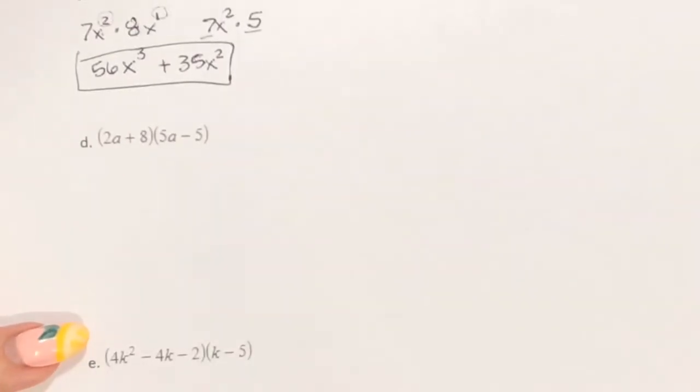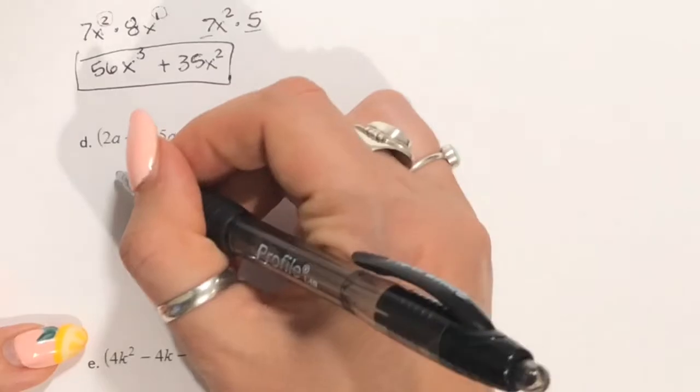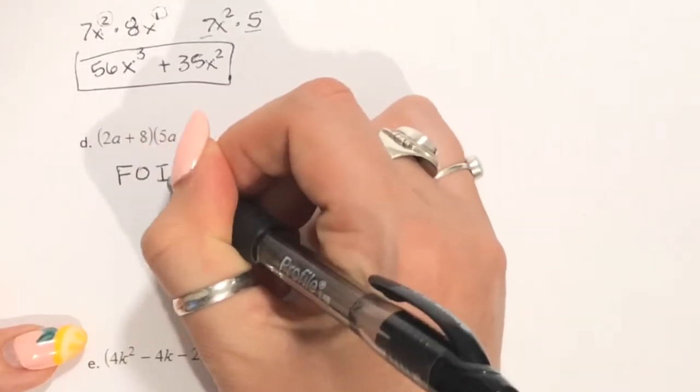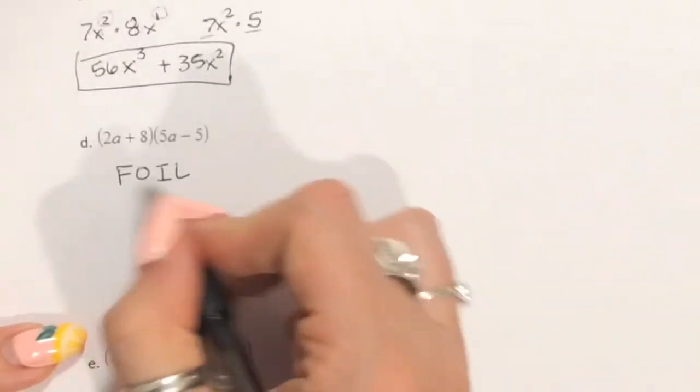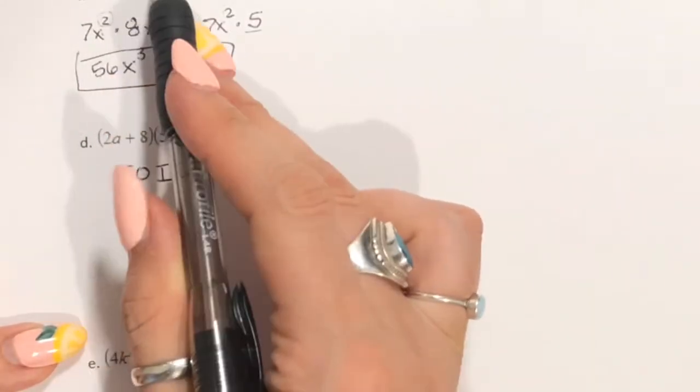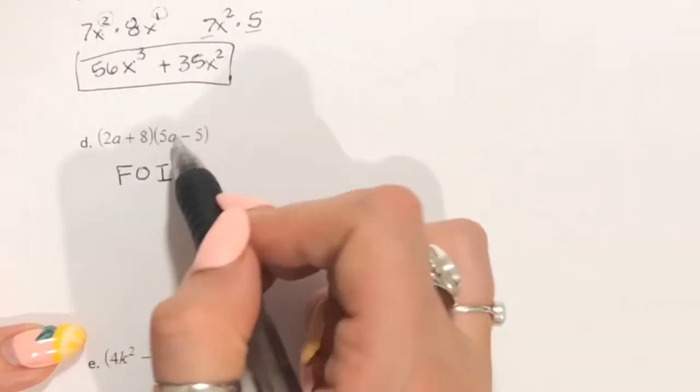Okay, part D, we have a binomial times a binomial. There's a couple different ways that you can do this depending on how your teacher taught it. I like to do the FOIL method. I'm going to do that one first, and then I'll also show you how to do box method if that's something you like to do. But FOIL, we're essentially going to be doing the distributive property, but 4 times.